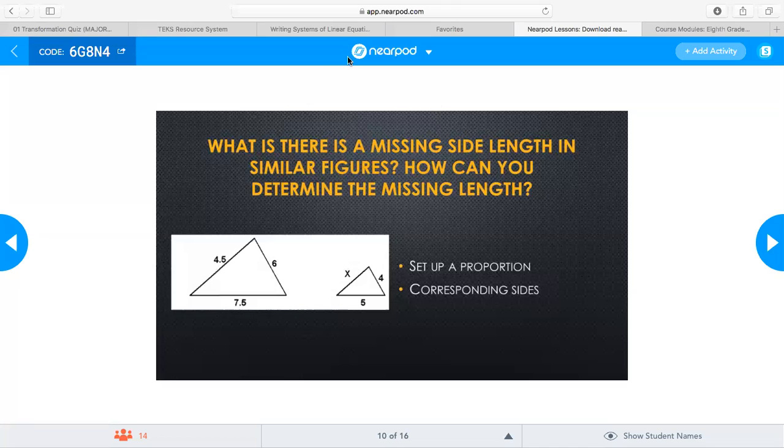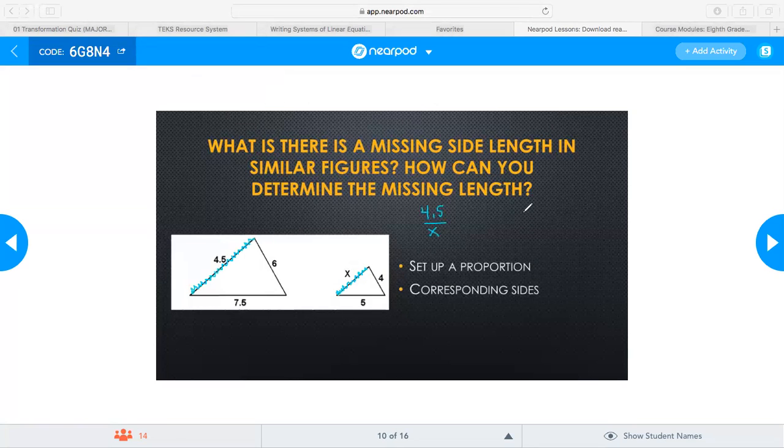So I'm trying to figure out a missing side, but before we do that, let's talk about which sides correspond with which side. So I'm gonna just ask random people. I want to figure out what side corresponds with 4.5. Esther, what side corresponds with 4.5? 4.5, X, yes. So the 4.5 and X. So over here, I'm going to write 4.5 over X.